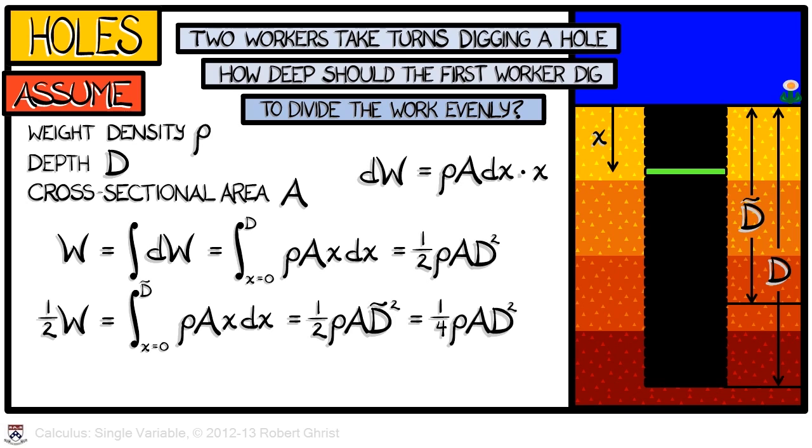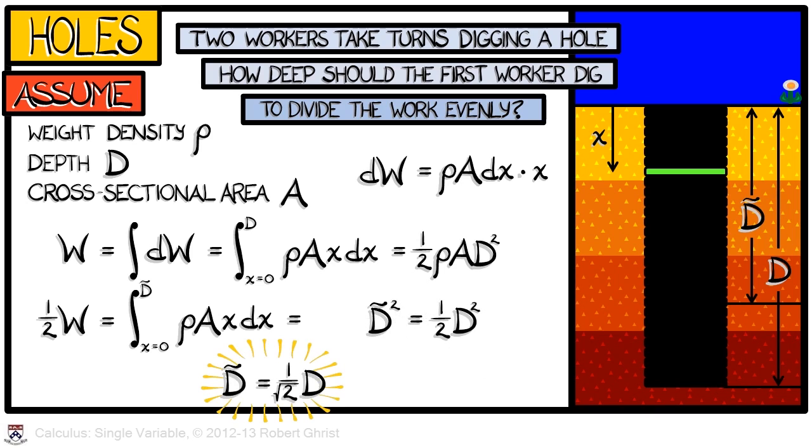If that has to be half of the work, then we set it equal to 1/4 rho a d squared. Canceling and solving for d tilde, we obtain d over the square root of 2. That means to divide the work evenly, the first worker should dig a little more than 70% of the way down because of the extra work that is required to get to the bottom.